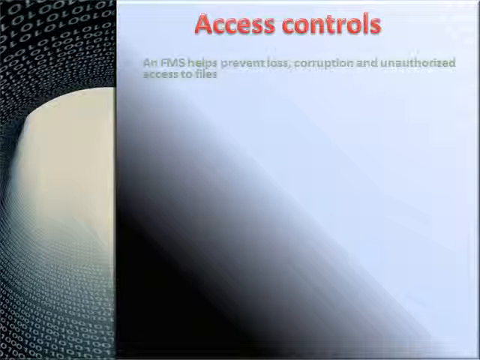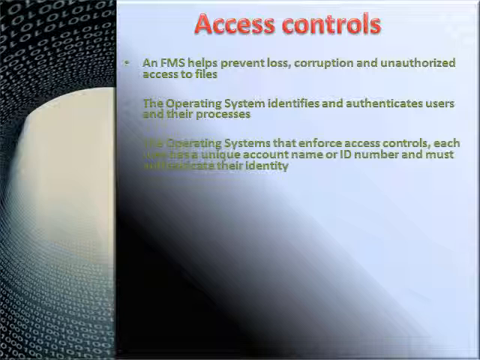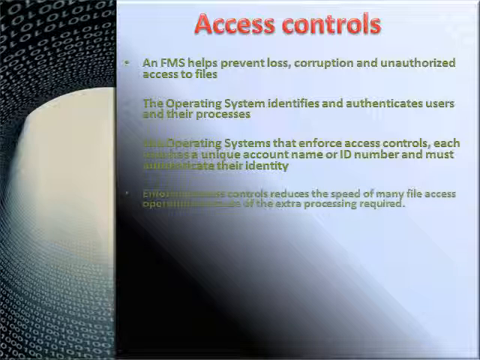Access controls. An FMS helps prevent loss, corruption, and unauthorized access to files. The operating system identifies and authenticates users and their processes. The operating system enforces access control; each user has a unique account name or ID number and must authenticate their identity. Enforcing access controls reduces the speed of many file access operations because of the extra processing required.